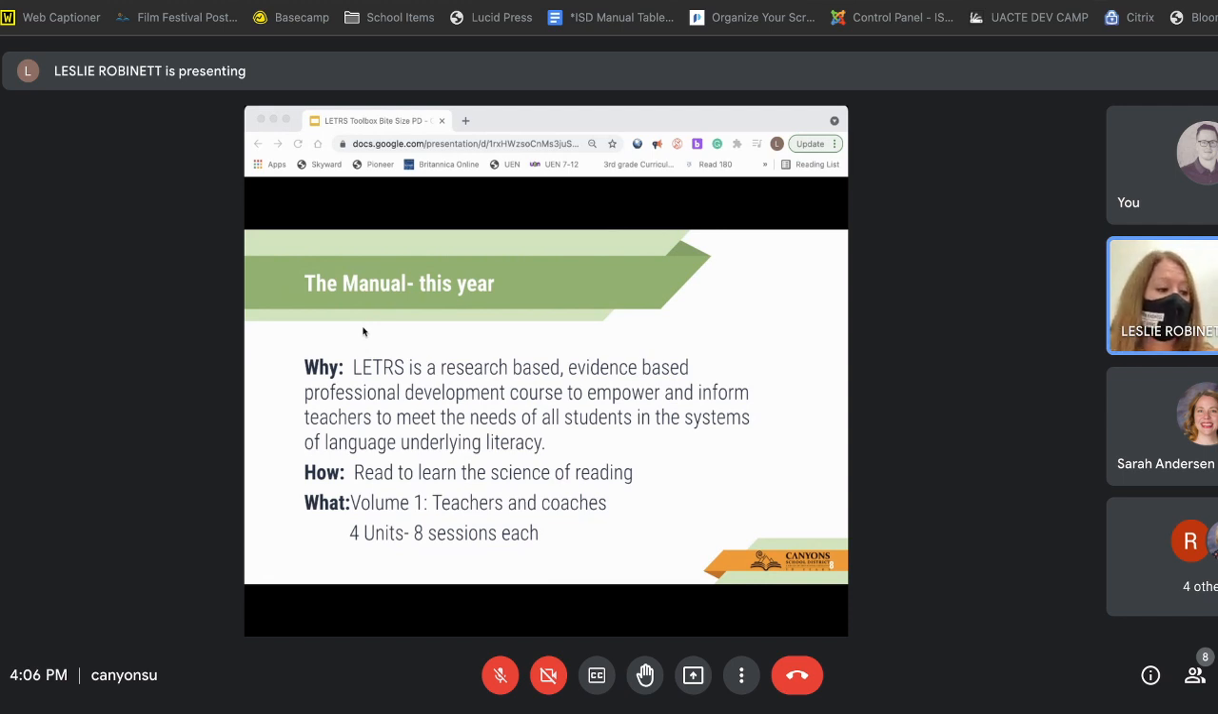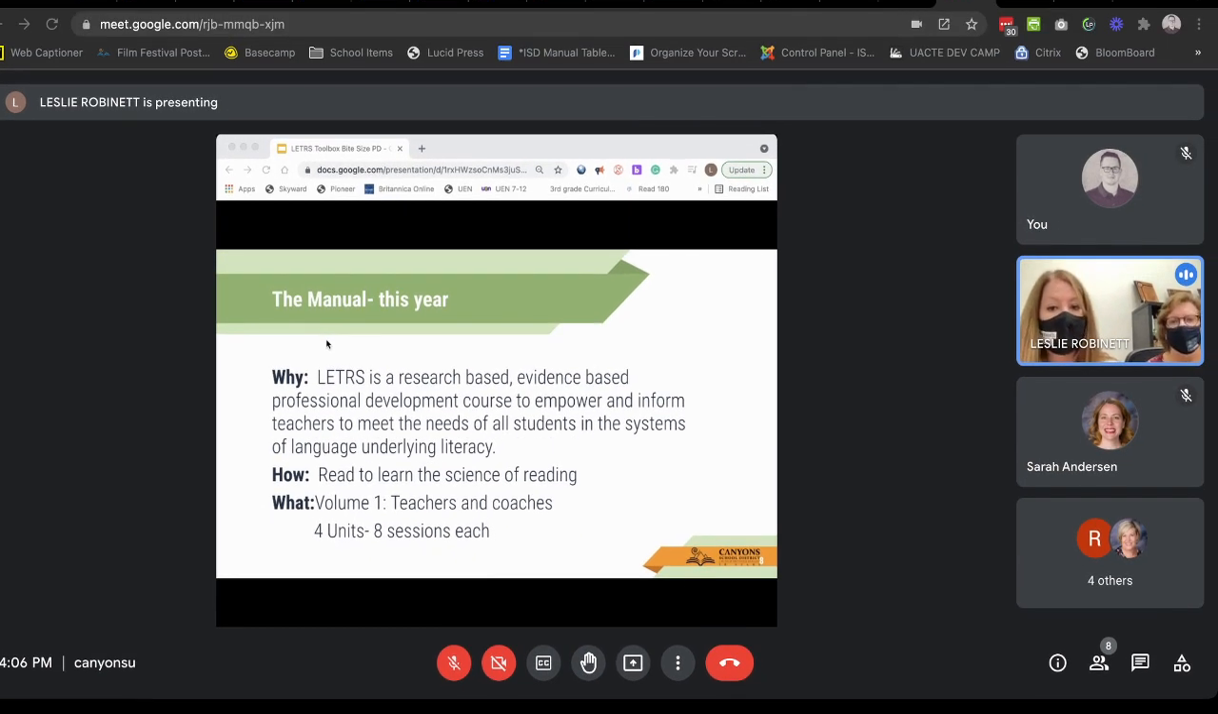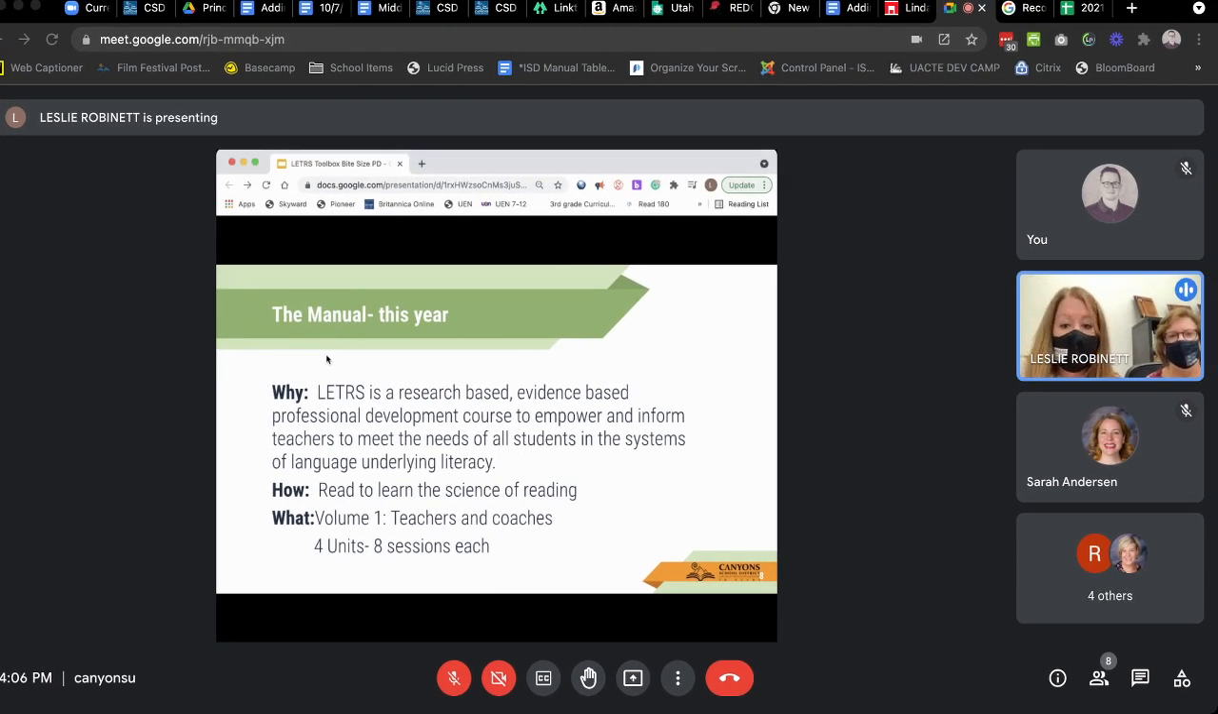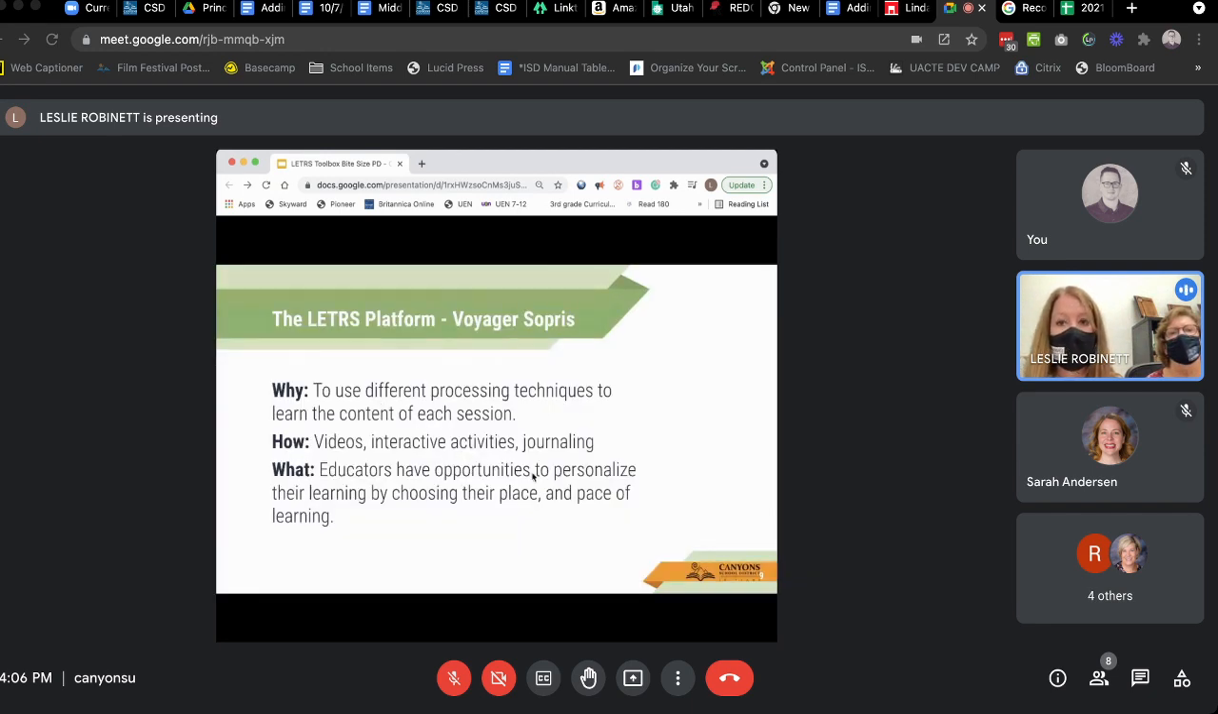And I suggest, though you might do it differently, I like to do the work for each session at a time. So I start in the manual and read that session, and then I go on to the platform for that session. So if you'll just take a second to read through that slide, then I'll talk about the platform.